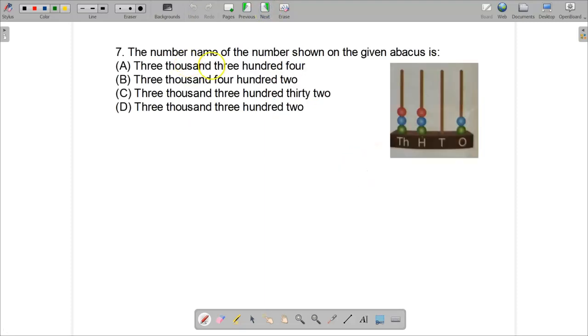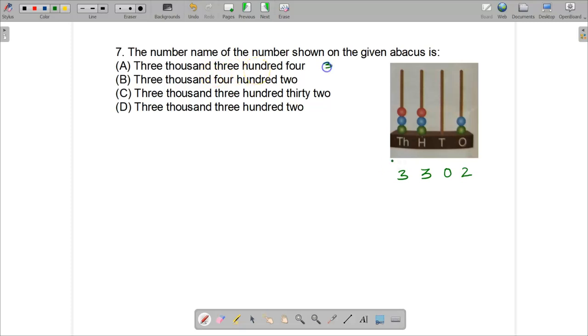Then, the number name of the number shown on the abacus is. At 1000 position it is 3, at 100's position it is 3, at 10's position it is 0, and at 1's position it is 2. So actually what is this number? 3302. There is no value at tens position, so it is 3302.